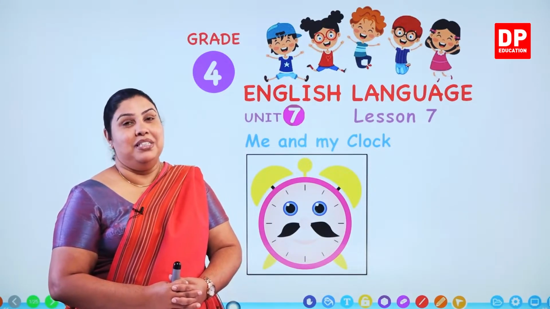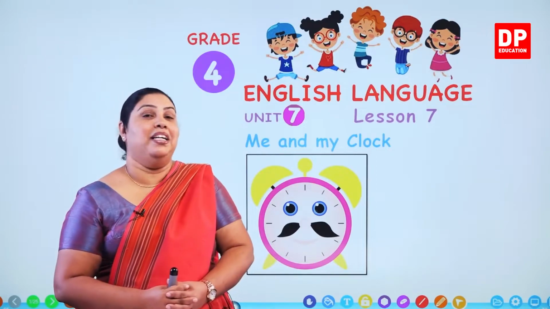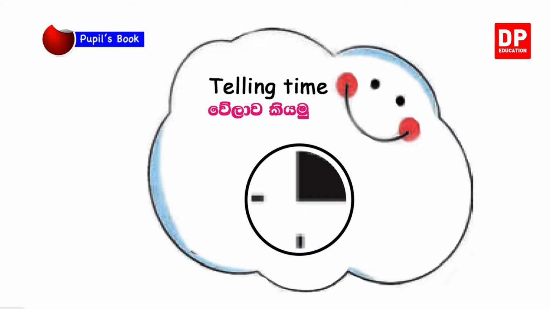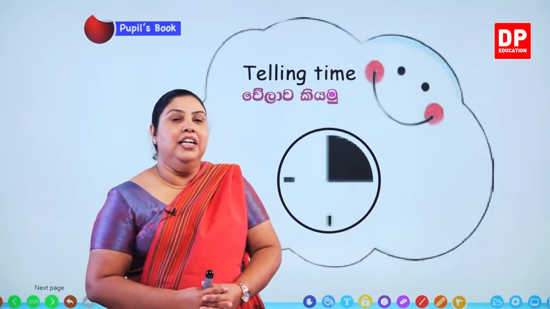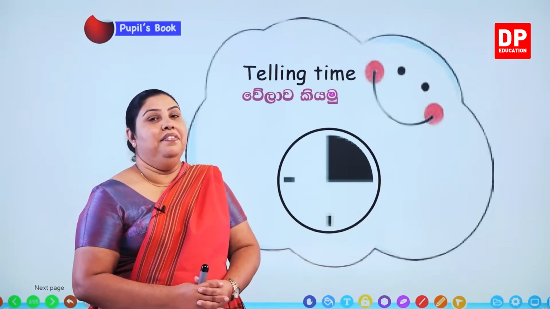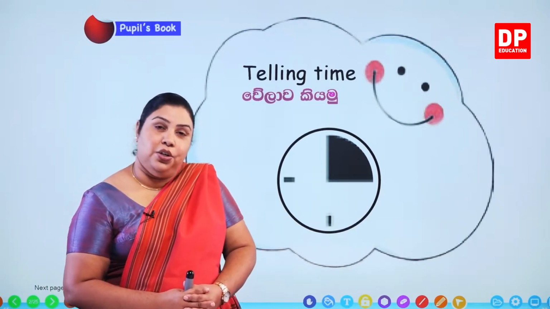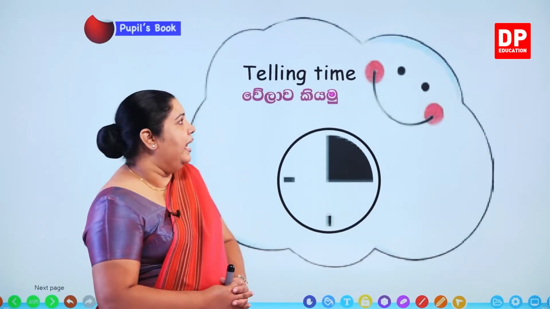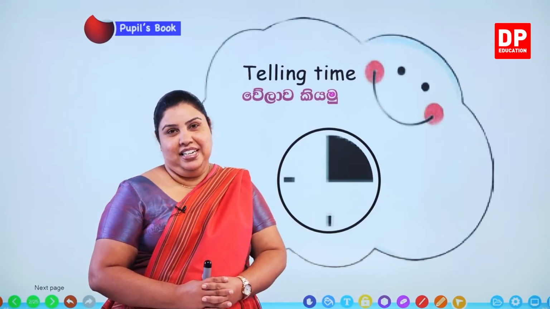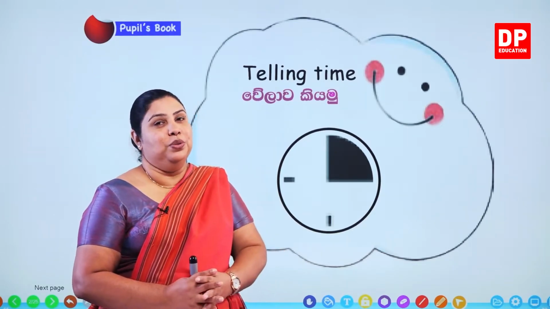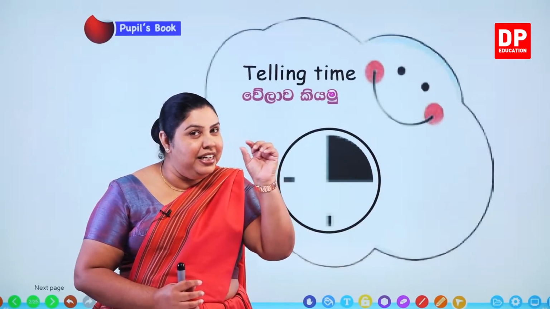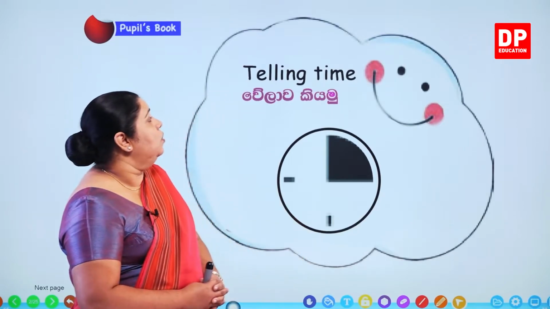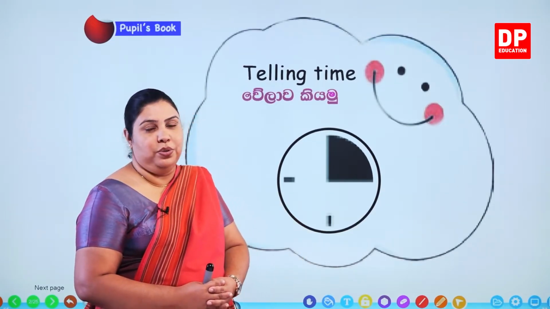Today is lesson number 7. It's me and my clock. Come, let's start. Now I want you to come to your happy cloud. In your pupils book, lesson number 7, we have a happy cloud. Now in your happy cloud, you have 3 little pictures and with these words, right? I have brought you these words with those 3 little pictures one by one together. Okay? Right. So what do we have in our happy cloud today?